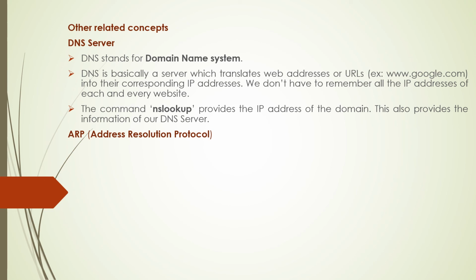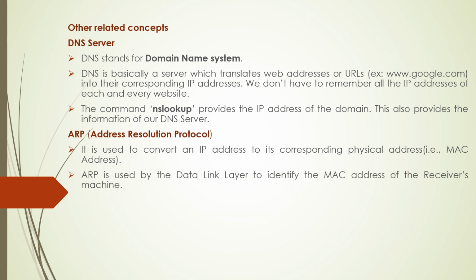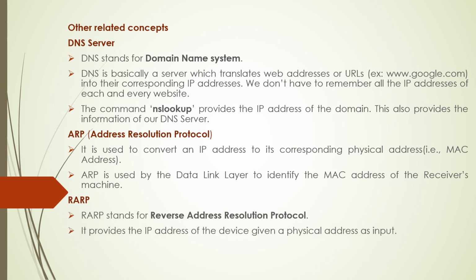Then comes ARP, which is Address Resolution Protocol. The Address Resolution Protocol is used to convert an IP address to its corresponding physical address, that is the MAC address, and ARP is used in the data link layer to identify the MAC address of the receiver's machine. Now, what is RARP? RARP stands for Reverse Address Resolution Protocol, and it provides the IP address of the device given that we have the physical address.